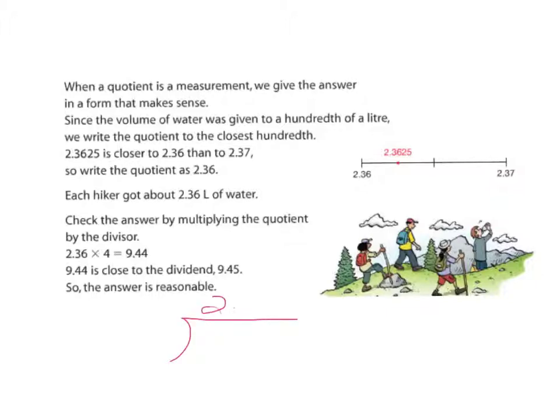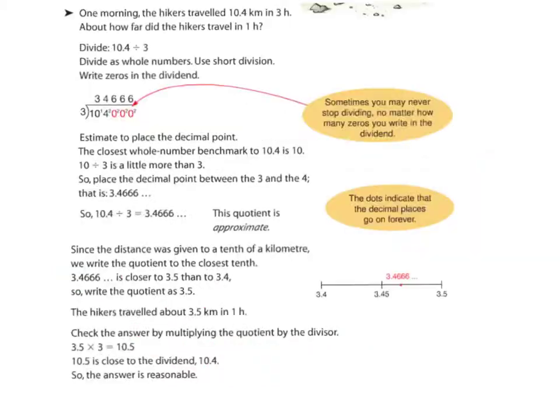Okay, so we end up with 2.36, blah, blah, blah. We're rounding those off, so we're not going to worry about those. And 4, and it should end up being 9.45, or in this case, it should be close to that answer because we've rounded that number. Let's take a look at another one.